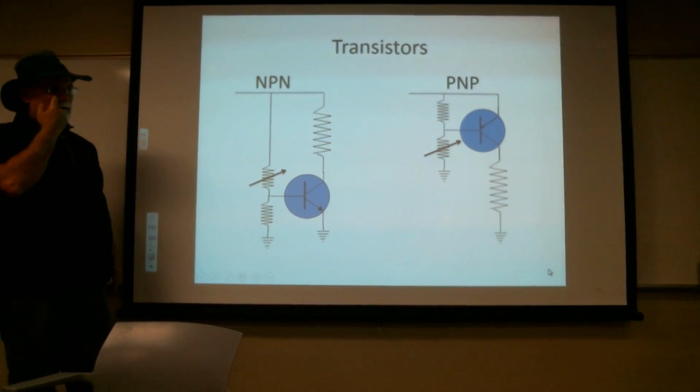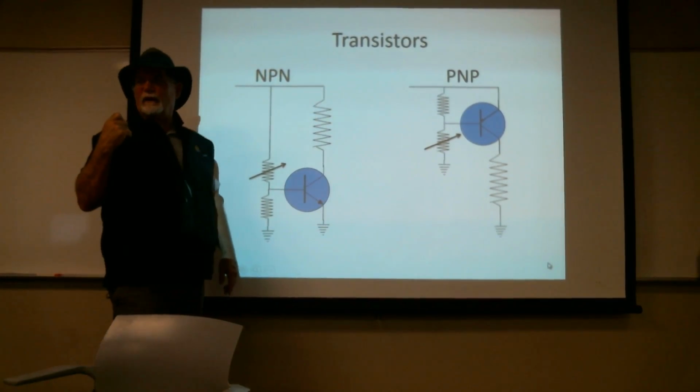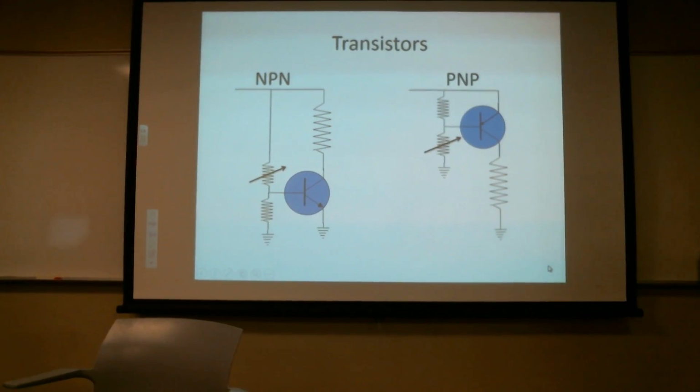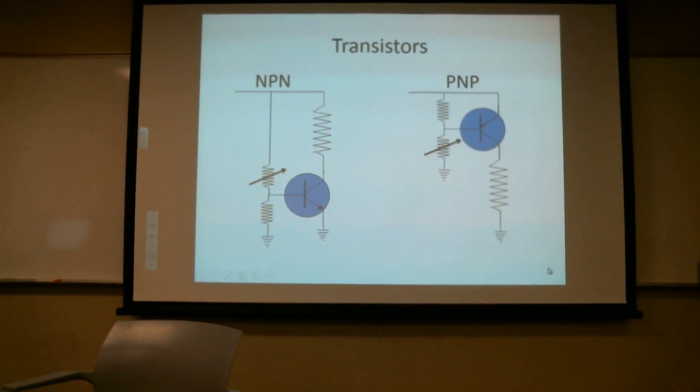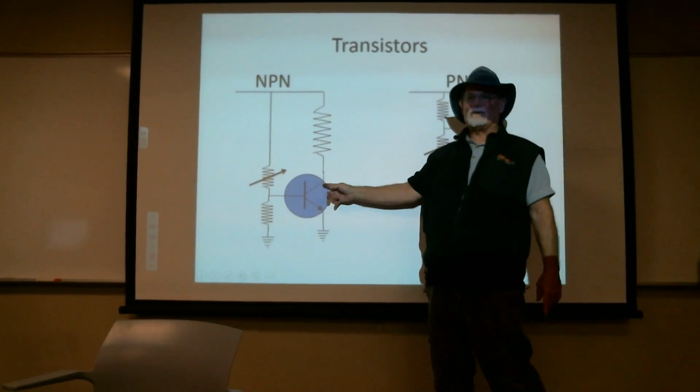The load is usually on the collector side, and it's a collector of holes. Okay, but collector and emitter flip whether it's NPN or PNP. So this is the collector and that's the collector.